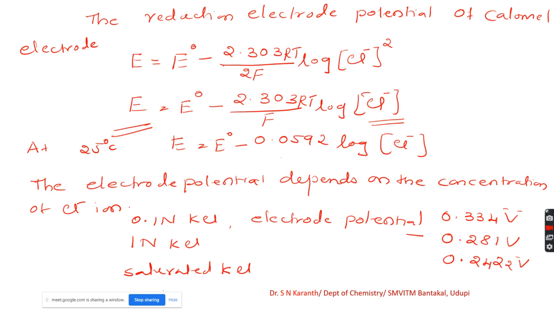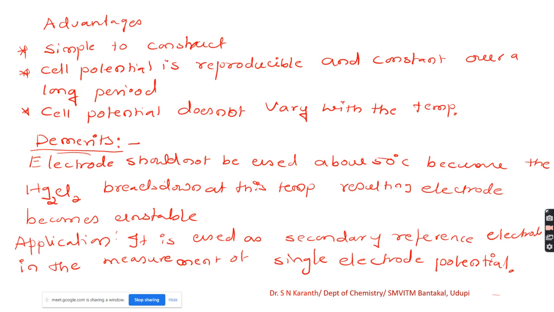By introducing different concentrations, we can get a different potential. Like when we introduce 0.1 normal KCl, the potential developed is 0.334 volt, for 1 normal it is 0.281, and for saturated it is 0.2422. Usually in the reference electrode 0.2422 volt is developed because we use the saturated KCl solution. Advantages: simple to construct. Cell potential is reproducible and constant over a long period. Cell potential does not vary with the temperature.